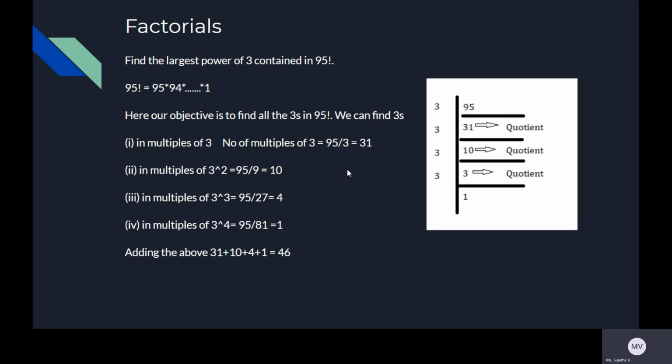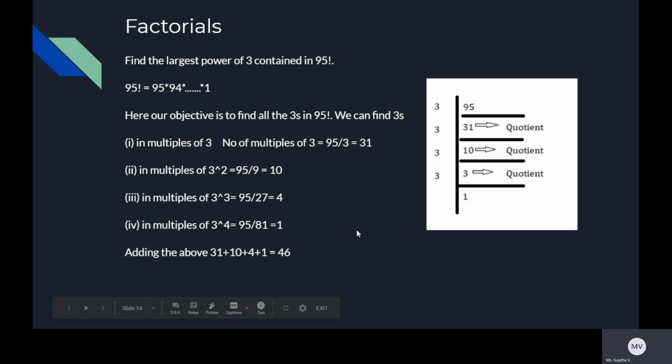31, 10. This is 3. This is not 4. So the answer should be 45. This is a mistake. Here it is 31, 10, then 3, not 4. Here I have written it as 4. That is not correct. It is 3. So 31, 10, 3 and 1 are the number of multiples of the powers of 3. So you just add them here and you get the answer as 45, not 46.